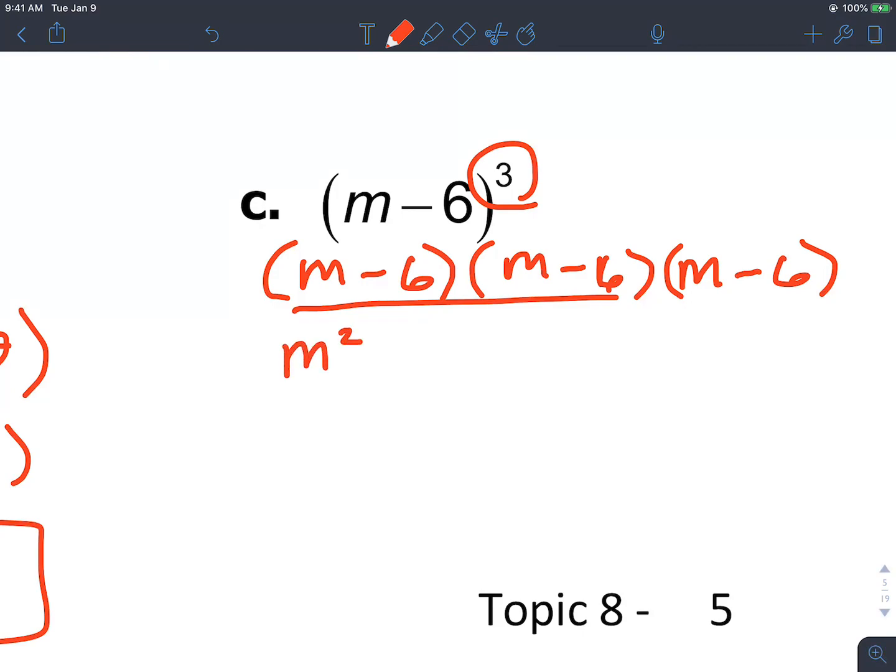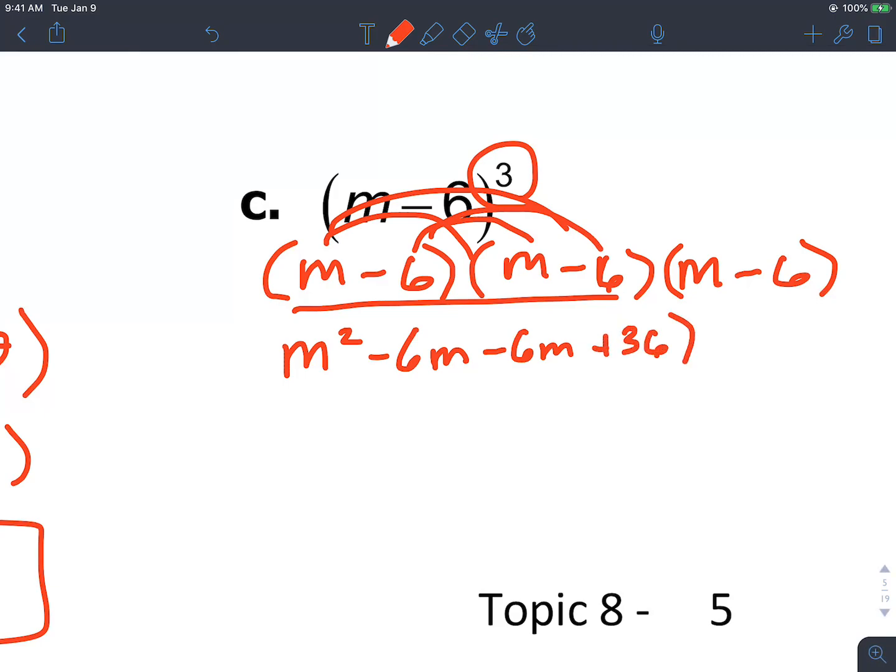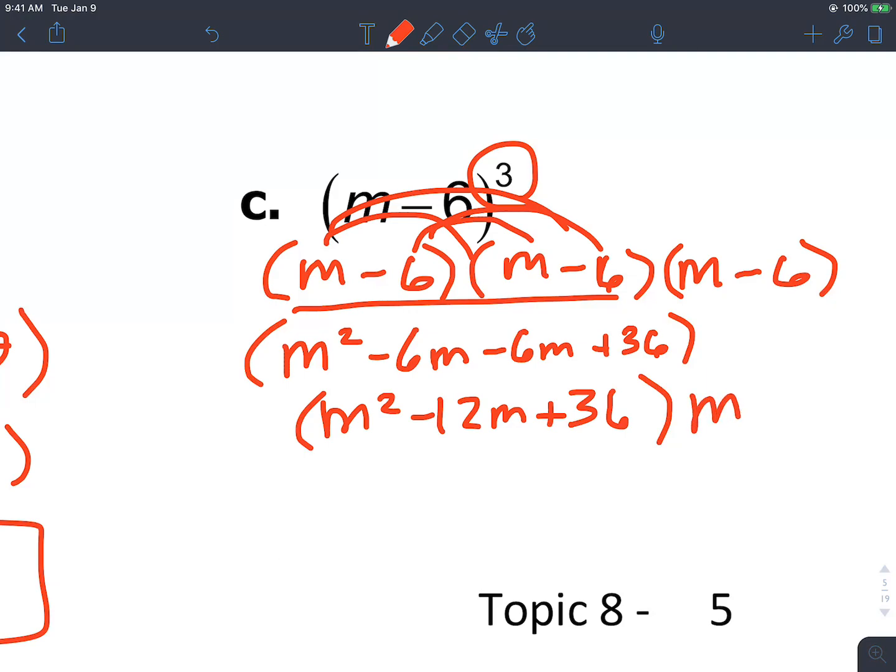n times n is n squared. n times negative 6 is negative 6n. Negative 6 times n is negative 6n, and then negative 6 times negative 6 is positive 36. And go ahead and combine like terms. And then go ahead and distribute the n minus 6 to this next one here.